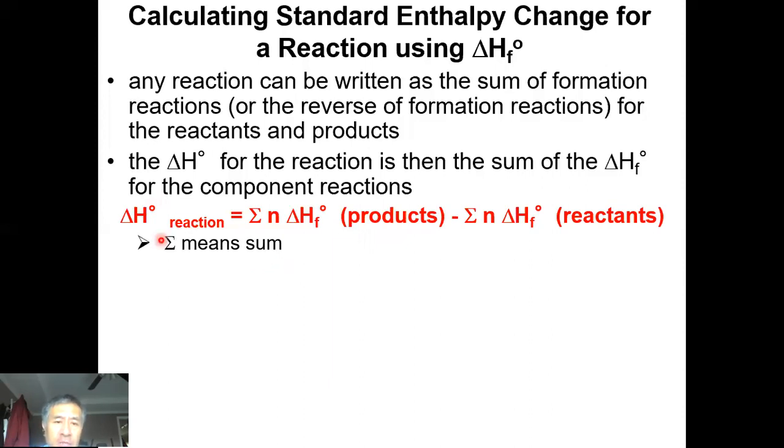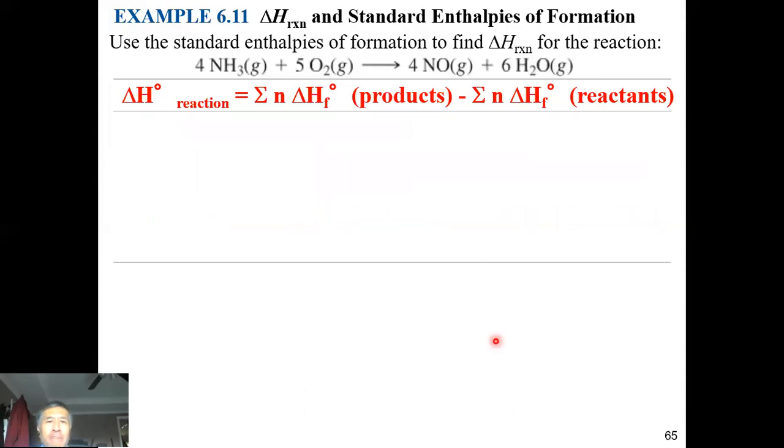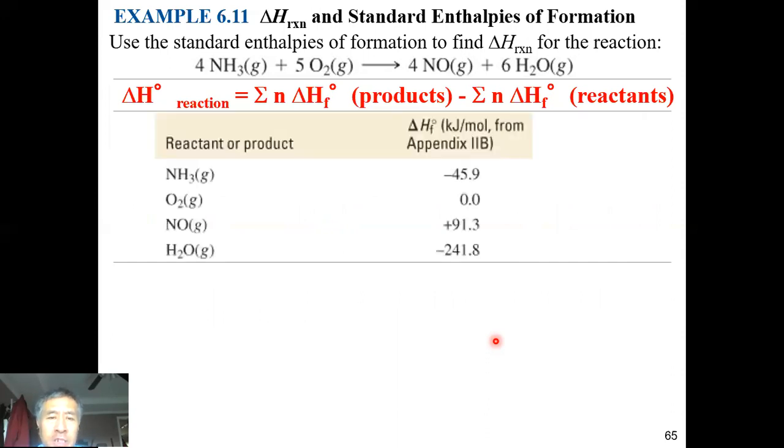This sigma means sum. N is the coefficient of the reactant or product. This equation can be verified by the following example using Hess's law. But we are not going to try to verify the equation, just take those numbers from those tables and apply them into the formula for delta H reaction naught.